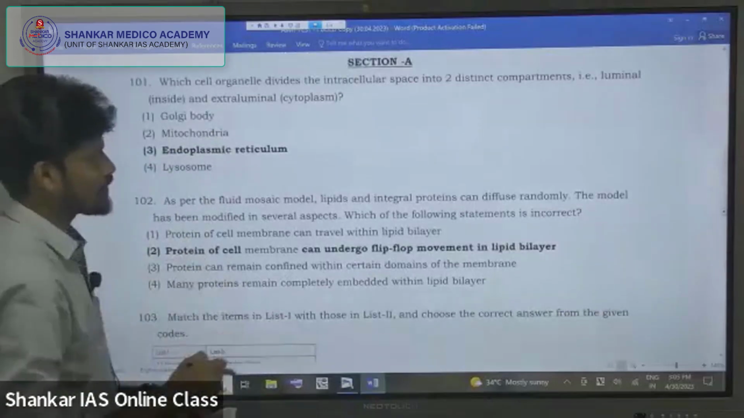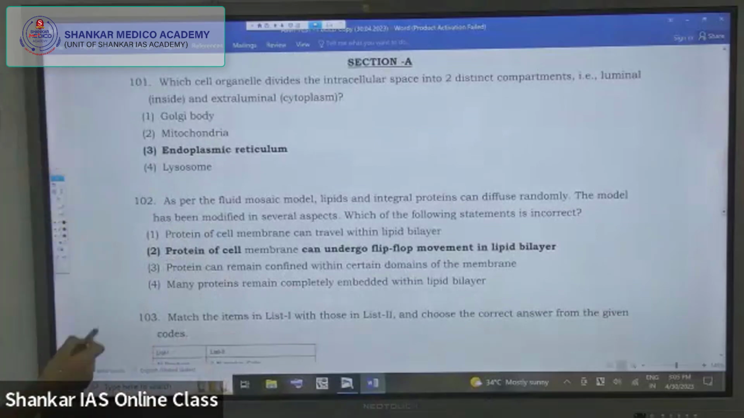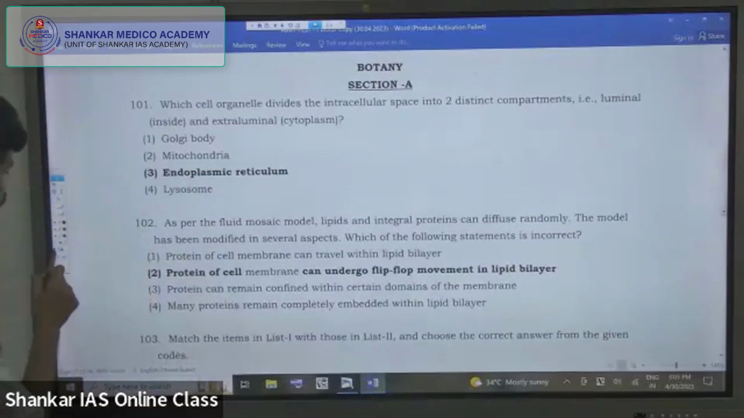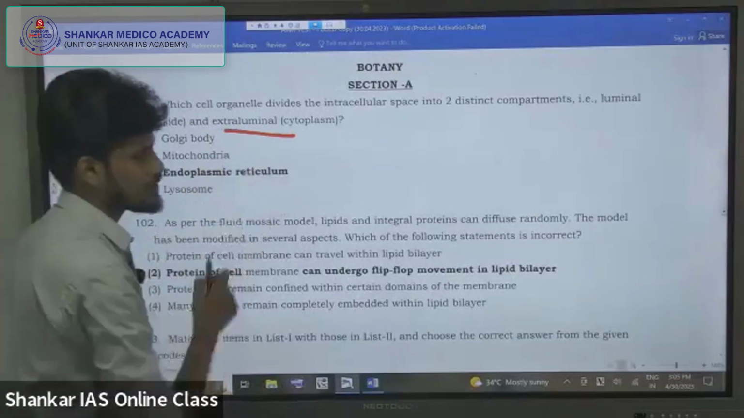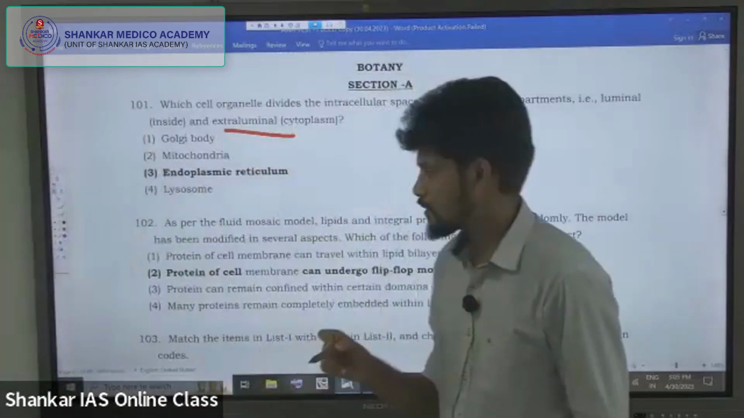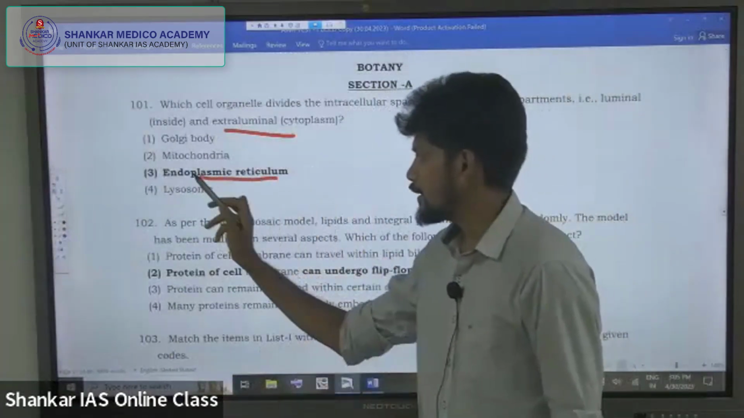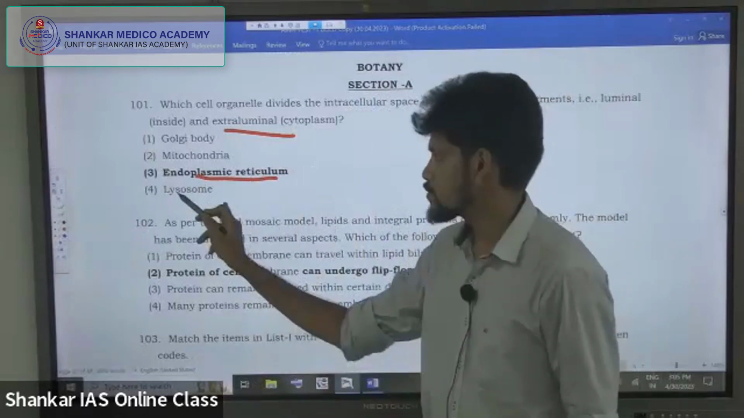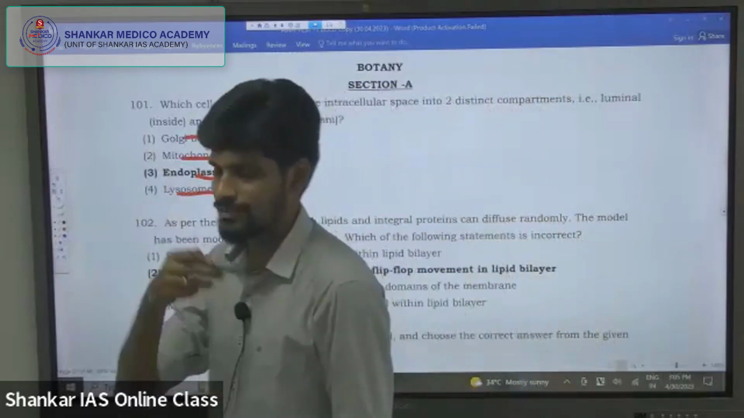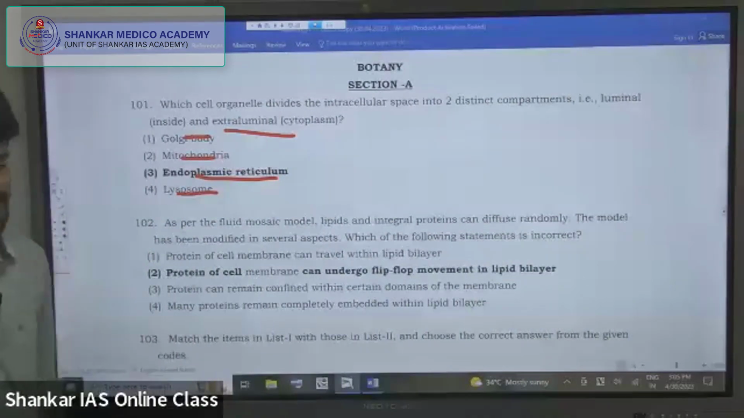So which cell organelle divides the intracellular spaces into two distinct components? One will be the luminal and the other will be the extraluminal component. So this will be the direct question. The answer will be the endoplasmic reticulum. Lysosome and mitochondria do not have two components. So the endoplasmic reticulum divides intracellular spaces into two distinct components.